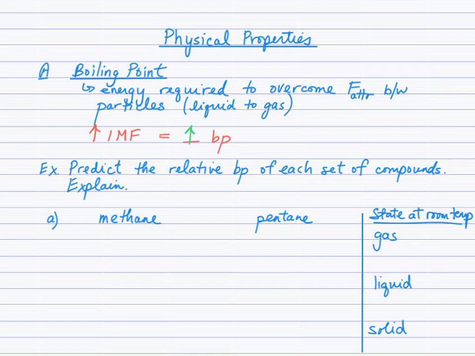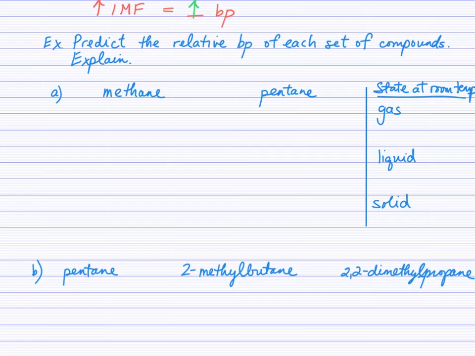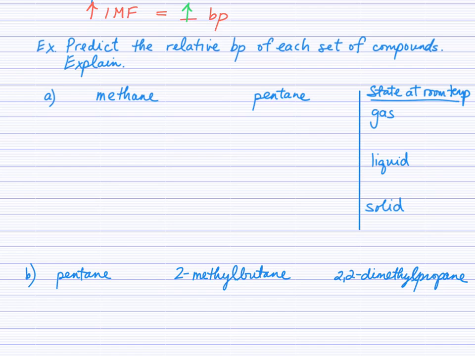Okay, so we're going to use our knowledge of organic structure and attractive forces between particles to predict the relative boiling points of each set of compounds, and with an explanation. And so the first example here looks at methane and pentane.